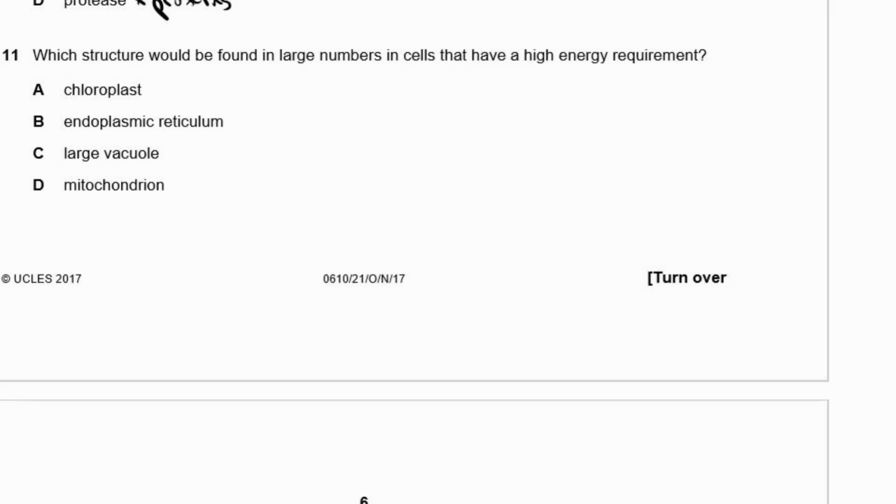There we go. Question 11. Which structure would be found in large numbers in cells that have a high energy requirement? Okay, so chloroplasts, they produce sugars. Endoplasmic reticulum, they package proteins, and they have the ribosomes on to create proteins. Okay, large vacuole, that stores cell sap and is helpful for the support of a plant, so it stays nice and turgid. Mitochondria, those produce energy. So D.